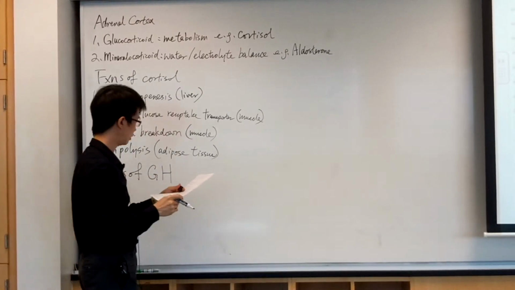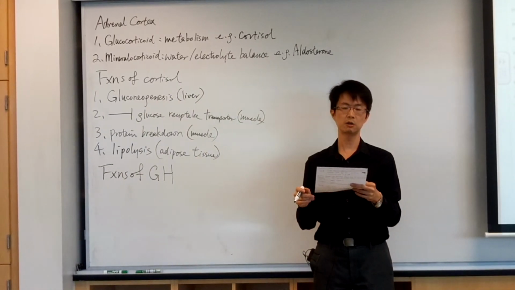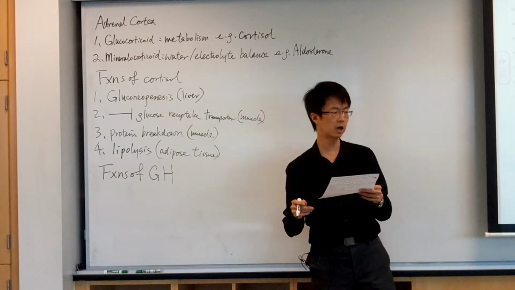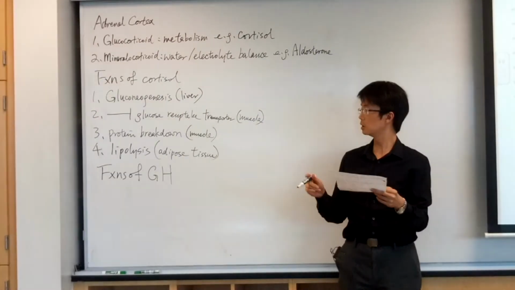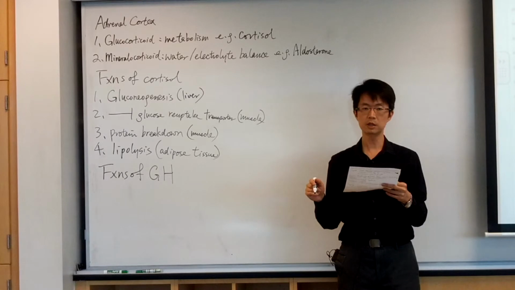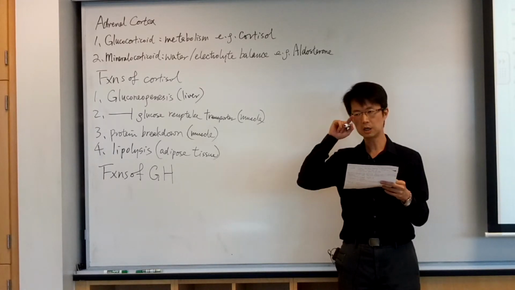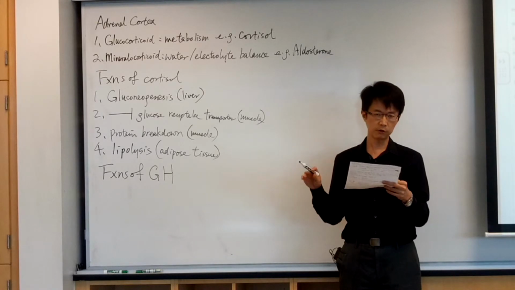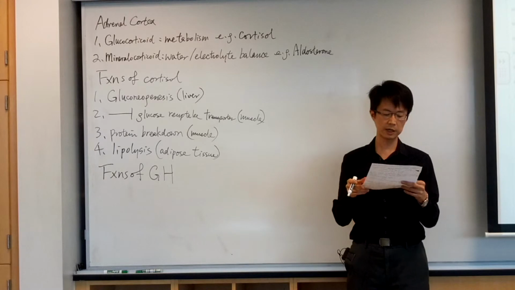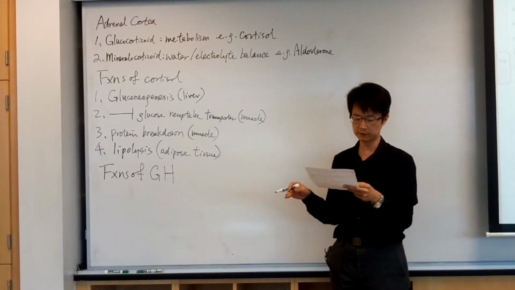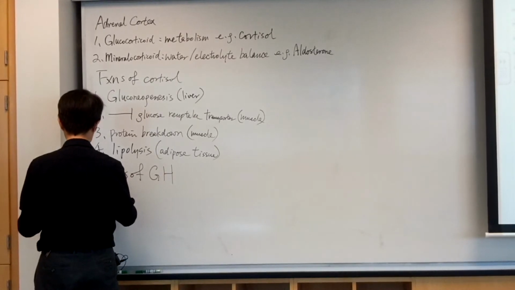The function of growth hormone is, well, I would say less clear-cut. We know that insulin is an absorptive state hormone. It is an anabolic hormone. Cortisol is the opposite: a post-absorptive state hormone and a catabolic hormone. But growth hormone is kind of in between. It's kind of vague. We can see from its function, you know what I mean. It has four functions.